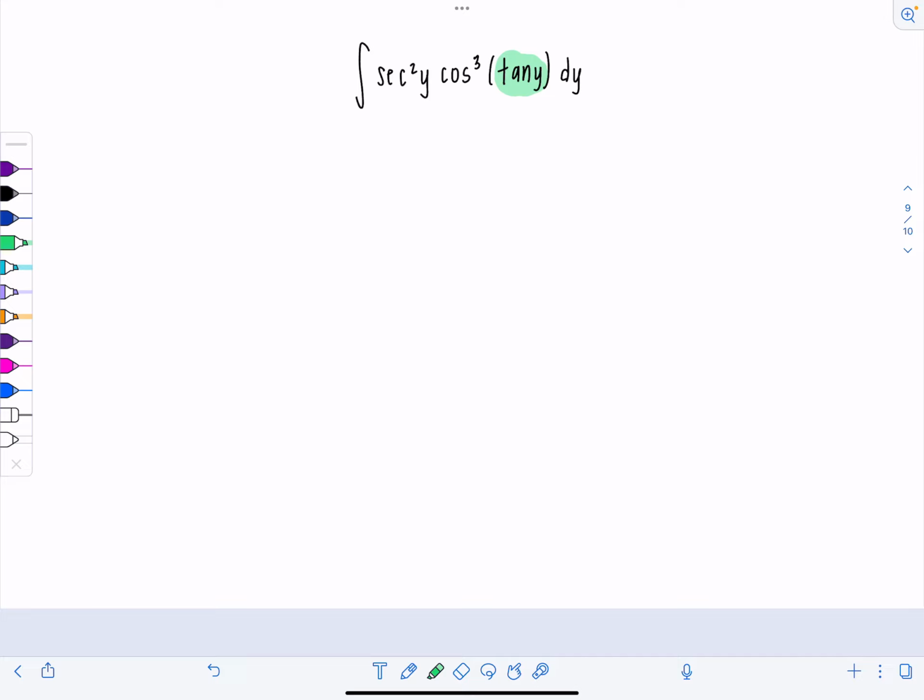Is the derivative of tangent y sitting somewhere in my integral? It sure is. Here it is, secant squared y. So I'm going to do that first and then worry about how to take care of the rest of the integral later, okay? One thing at a time.